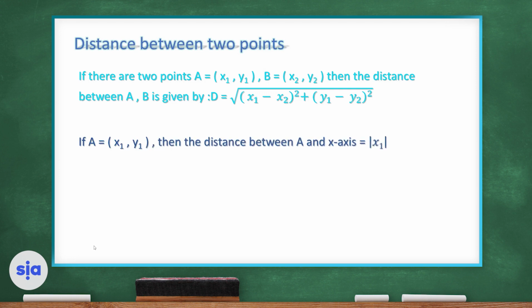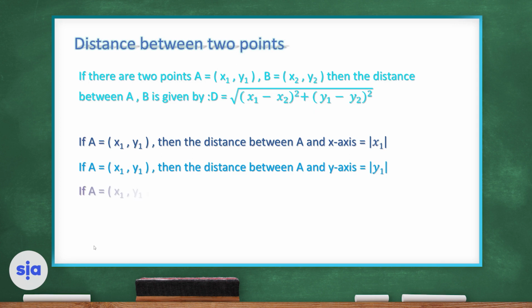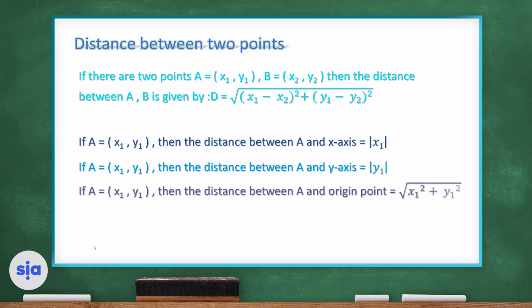If A is (x1, y1), then the distance between A and the x-axis is the absolute value of x1. And if A is (x1, y1), then the distance between A and the y-axis is the absolute value of y1, because as we said before, the distance cannot be a negative number of units. If A is (x1, y1), then the distance between A and the origin point is the square root of x1 squared plus y1 squared.